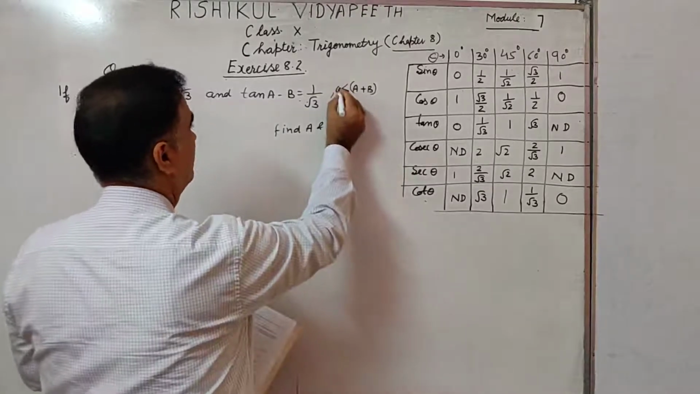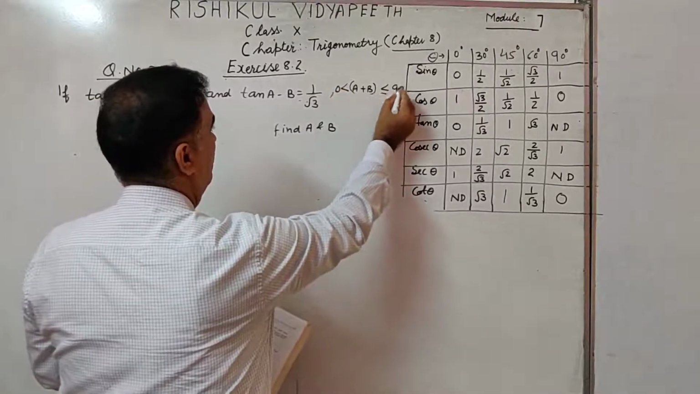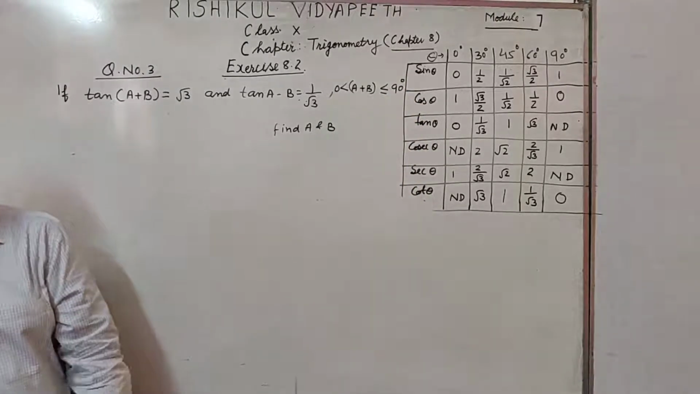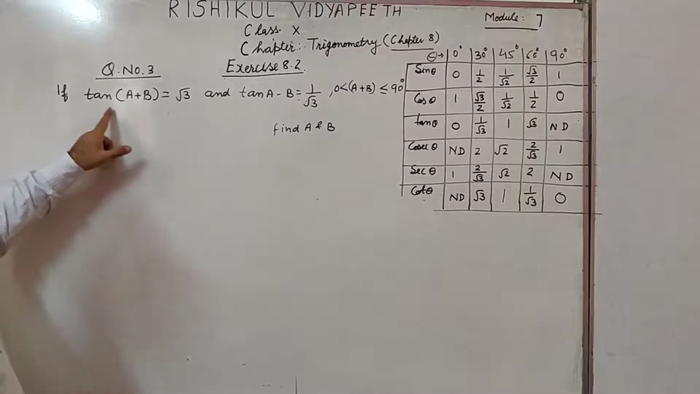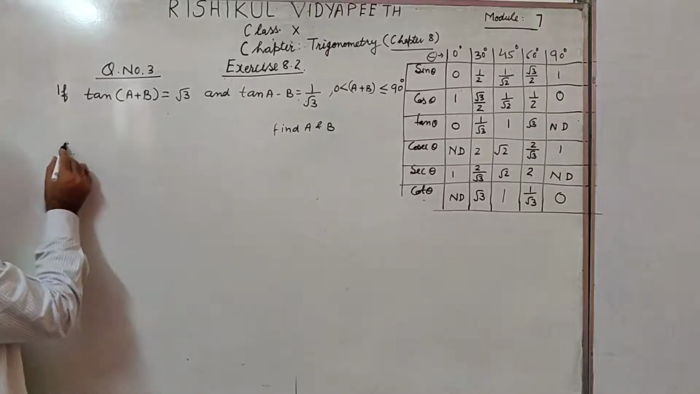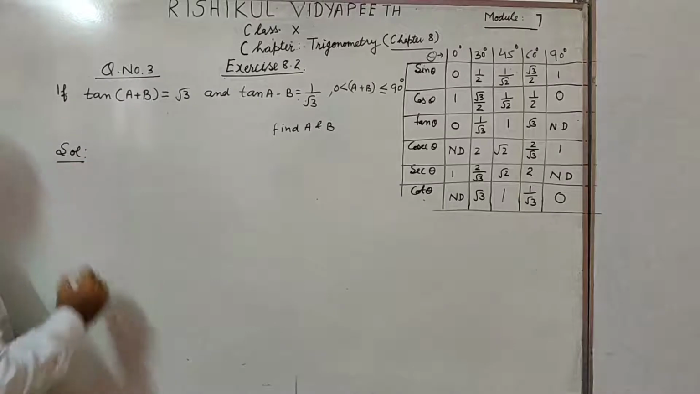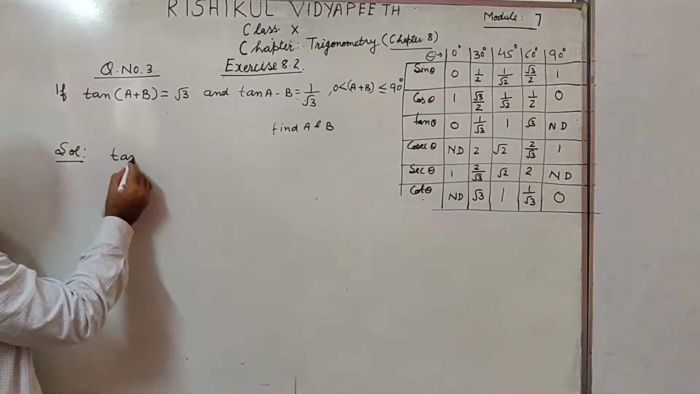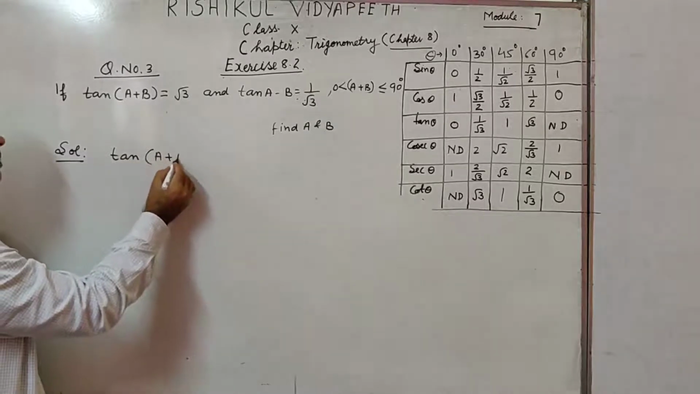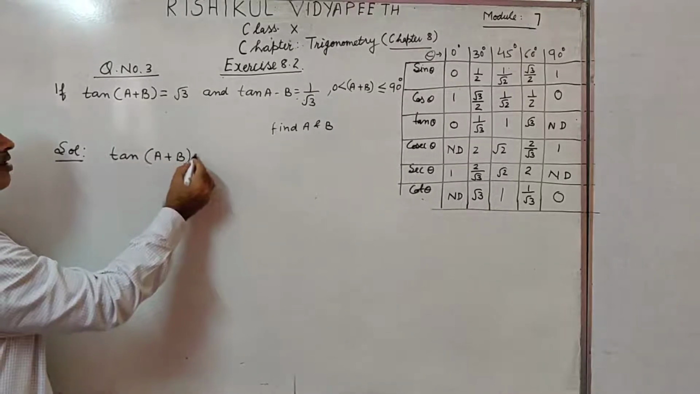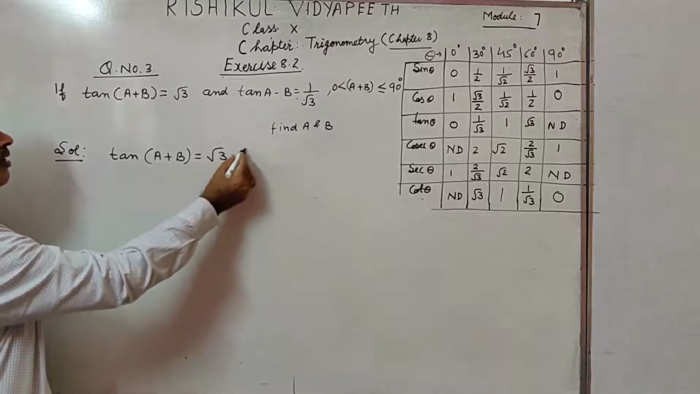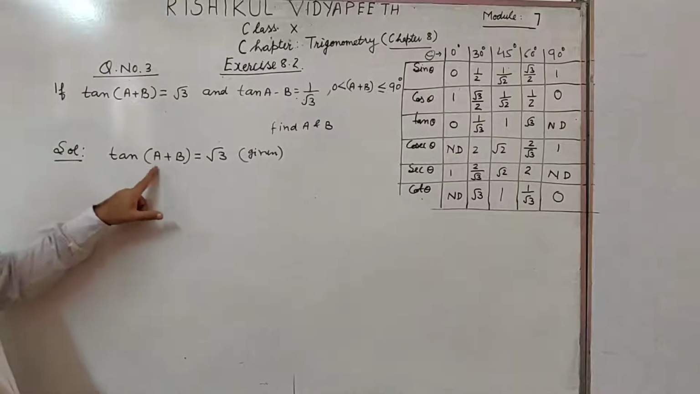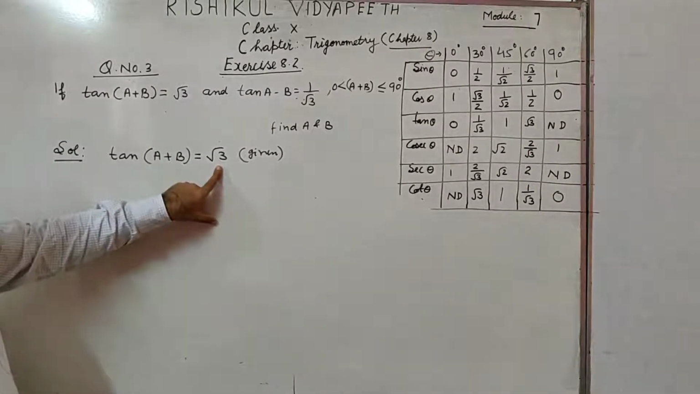Greater than or less than or equal to 90 degrees. Now what is given? See my dear students, what has been given? You see, tan(a plus b) equal to root 3. It is given to you. Tan(a plus b) equal to root 3.